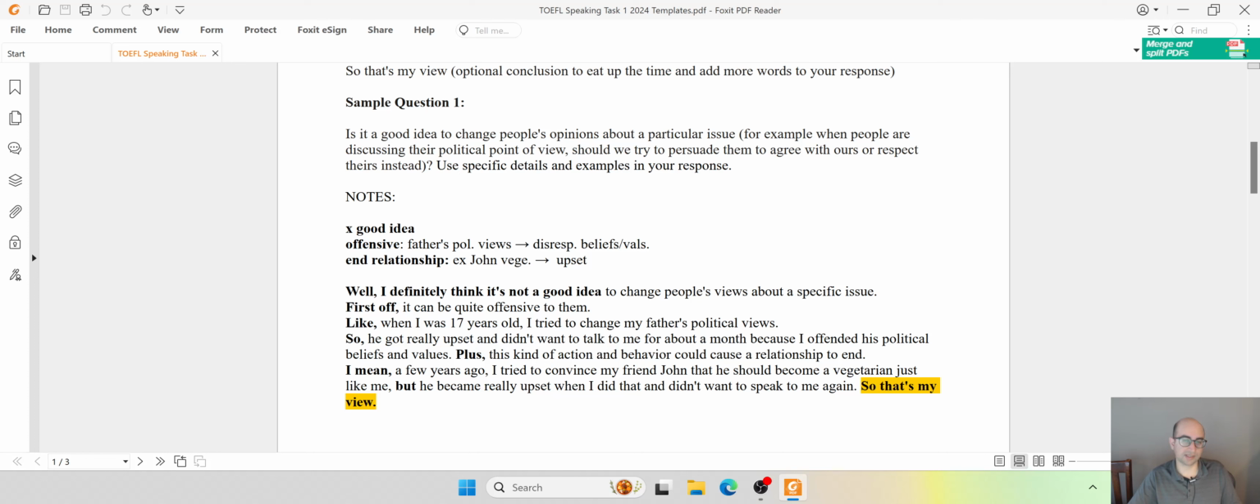Well, I definitely think it's not a good idea to change people's views about a specific issue. First off, it can be quite offensive to them. Like when I was 17 years old, I tried to change my father's political views. So he got really upset and didn't want to talk to me for about a month because I offended his political beliefs and values. Plus, this kind of action and behavior could cause a relationship to end. I mean, a few years ago, I tried to convince my friend John that he should become a vegetarian just like me. But he became really upset when I did that and didn't want to speak to me again.